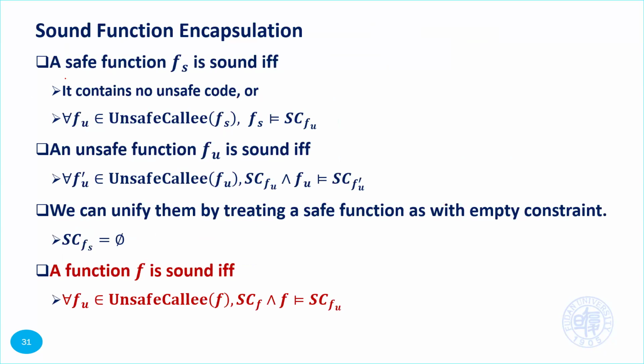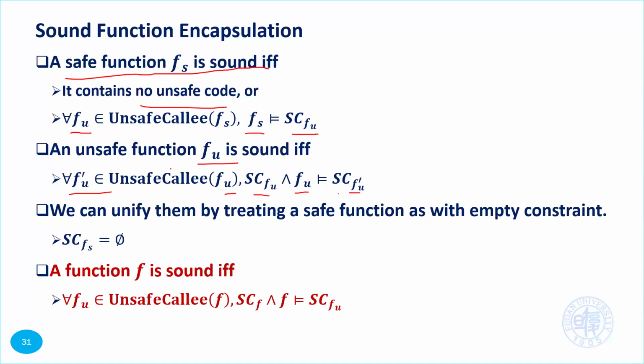We first derive the rule for safe function encapsulation. If fs contains no unsafe code, it is a safe function and has no unsafe code. Obviously, it is sound. If it contains an unsafe callee set, then for all the unsafe callees, the function should make sure the safety constraint of the unsafe callee is satisfied. If the function is unsafe and it contains unsafe callees, the safety constraint of the unsafe function and the function itself should ensure the safety constraints of its unsafe callees are satisfied.